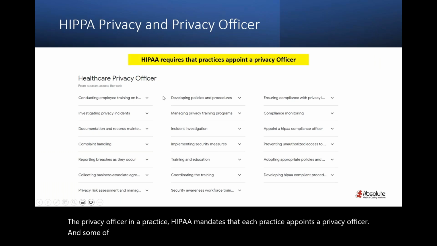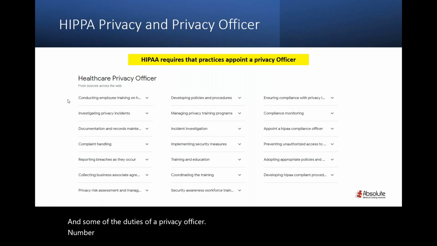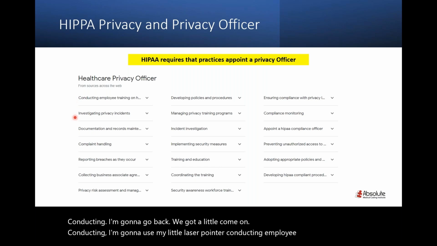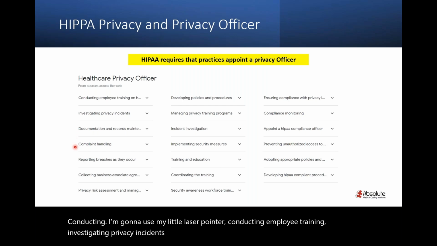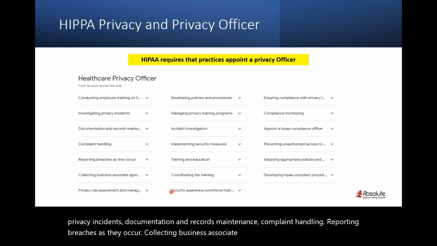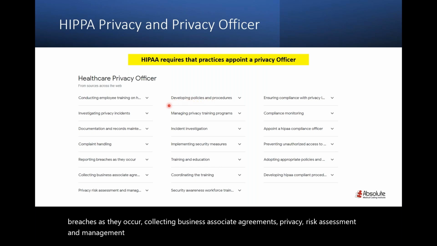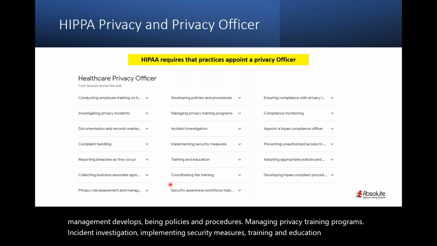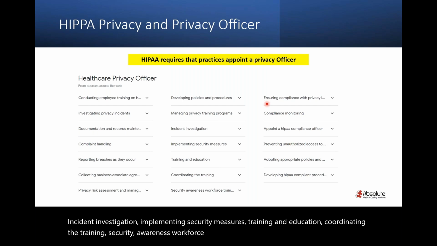And some of the duties of a privacy officer: conducting employee training, investigating privacy incidents, documentation and records maintenance, complaint handling, reporting breaches as they occur, collecting business associate agreements, privacy risk assessment and management, developing policies and procedures, managing privacy training programs, incident investigation, implementing security measures, training and education, coordinating the training, security awareness workforce training, ensuring compliance with privacy standards, compliance monitoring, appointing a HIPAA compliance officer.